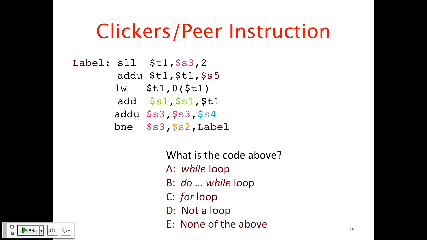Then I'm adding to S3 some value in S4. So there's some stride here. S4 could be 1 element, 2 elements, 5 elements, 37 elements. So you're striding through the array by adding this to this index. And then you're checking here. You must have set this up beforehand to know that it will finally hit some value S2 at which you can exit the loop, right?